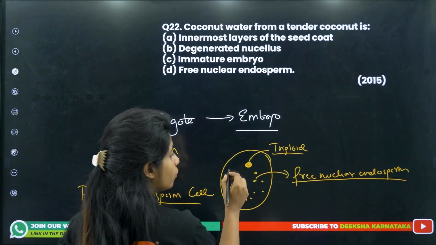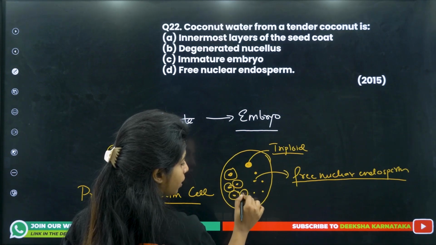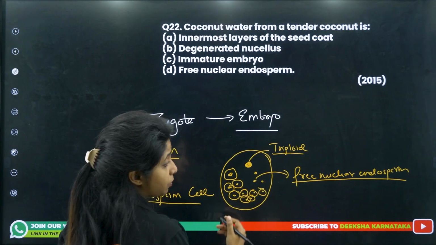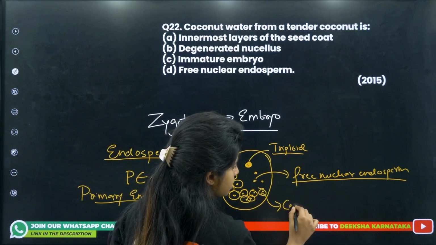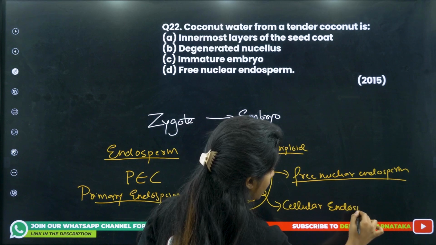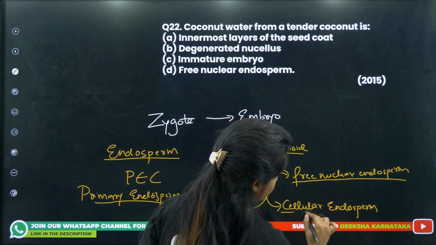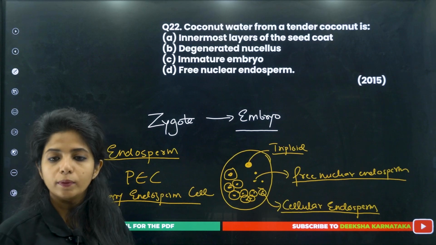And then slowly what will happen? The cell's structure will be formed around it. Cell wall and everything will be formed around it, and you call this process cellularization. It is becoming a cell, and you call this layer cellular endosperm, children. What do you call it? You call it cellular endosperm.